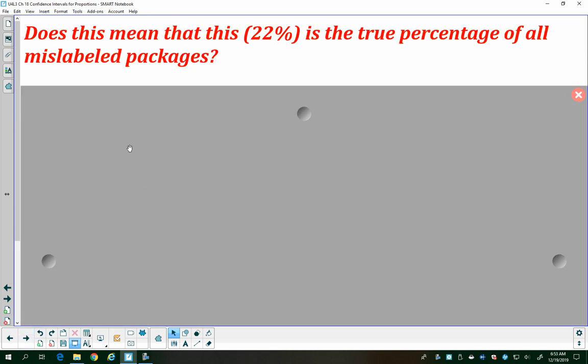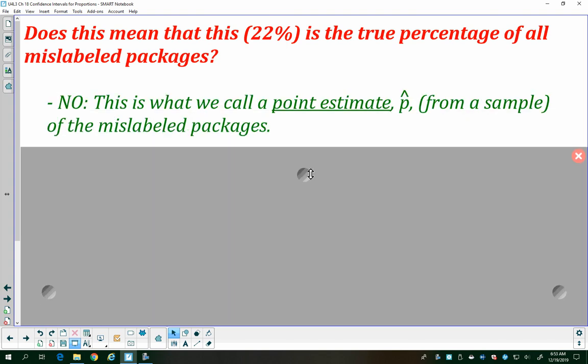So we're talking about mislabeled food packages, and in these 190 packages of seafood, they found that 22% of them were mislabeled in some way. So the question is, does that mean that all of the seafood packages that go to these restaurants or stores, is that the real percentage of packages that are mislabeled? And your gut answer is probably correct. The answer is no. This was just one sample of 190 packages of seafood.